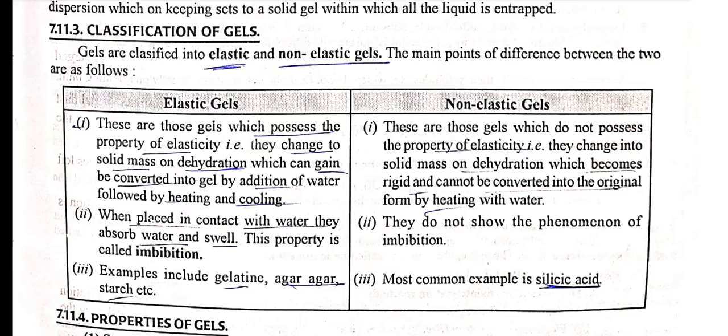Non-elastic gels. These are those gels which do not possess the property of elasticity. They change into a solid mass on dehydration which becomes brittle and cannot be converted into the original form by heating with water. They do not show the phenomenon of imbibition. The most common example is silicic acid.